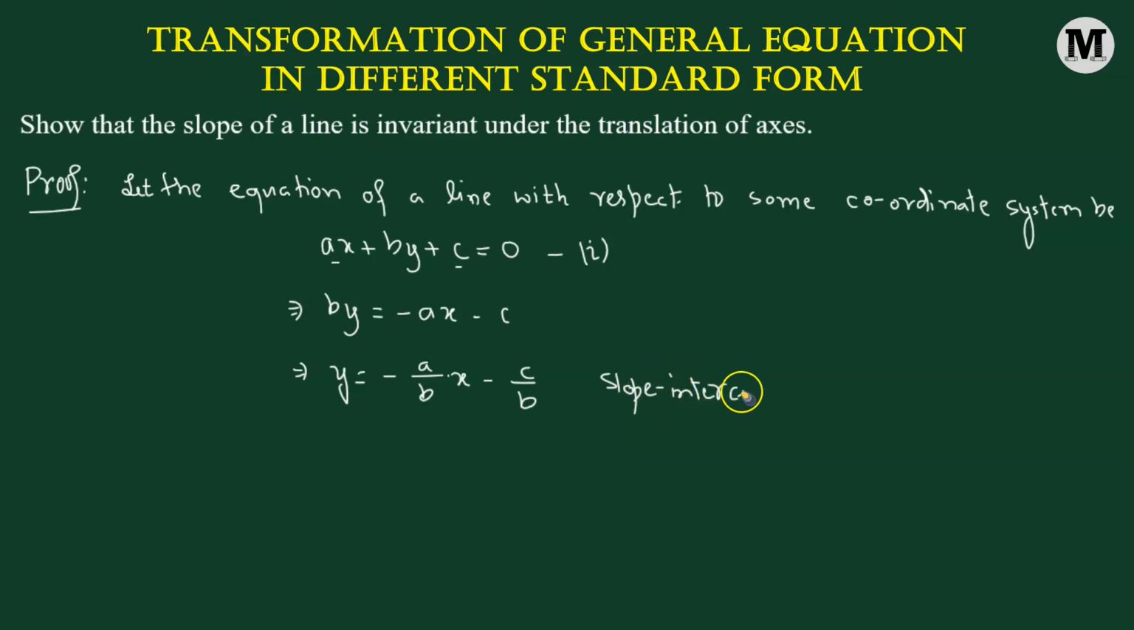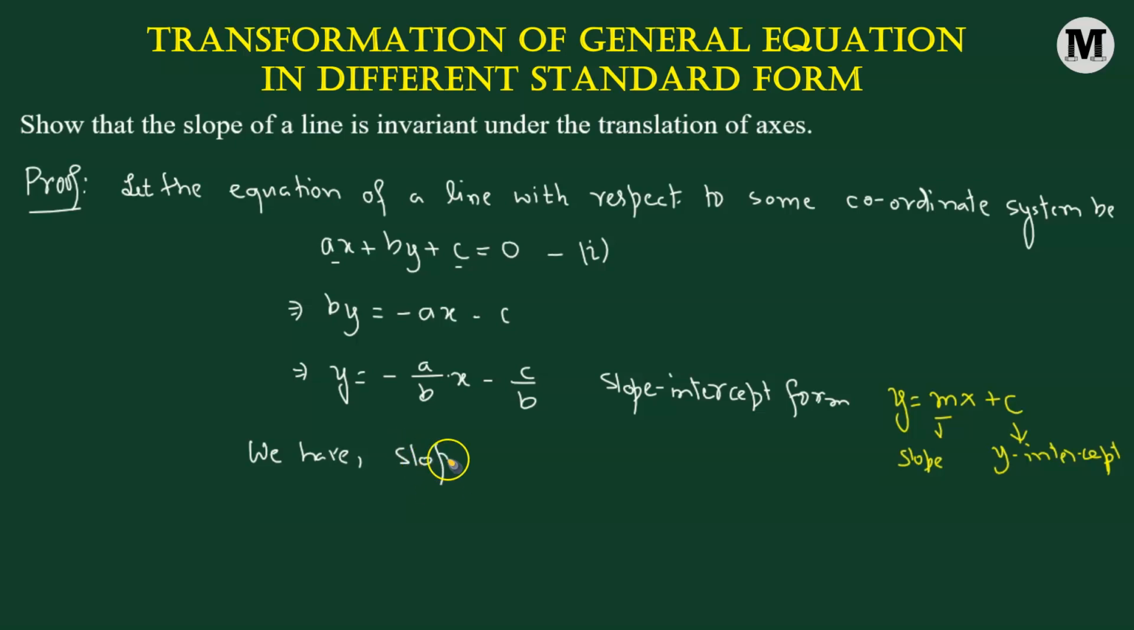The slope-intercept form is usually given by y equals m times x plus c. Here m represents the slope of the line, and c gives us the y-intercept of the line. What we need here is the slope. So if we compare with the slope-intercept form of the line, the slope, denoted by m, is equal to negative a over b. Let's label this as number 2.